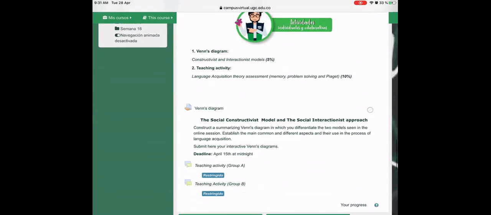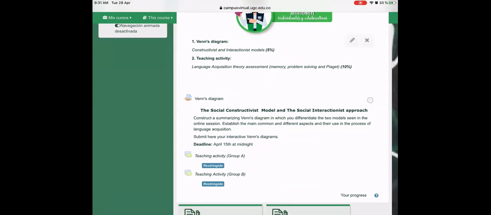Venn diagram, yeah? Most of you worked in pairs, so you will have your grade. And teaching activity, remember, when I finish this explanation, I want to know by groups if the group is complete, not only one person per group, but everybody, and we can talk about the teaching activity part, okay?